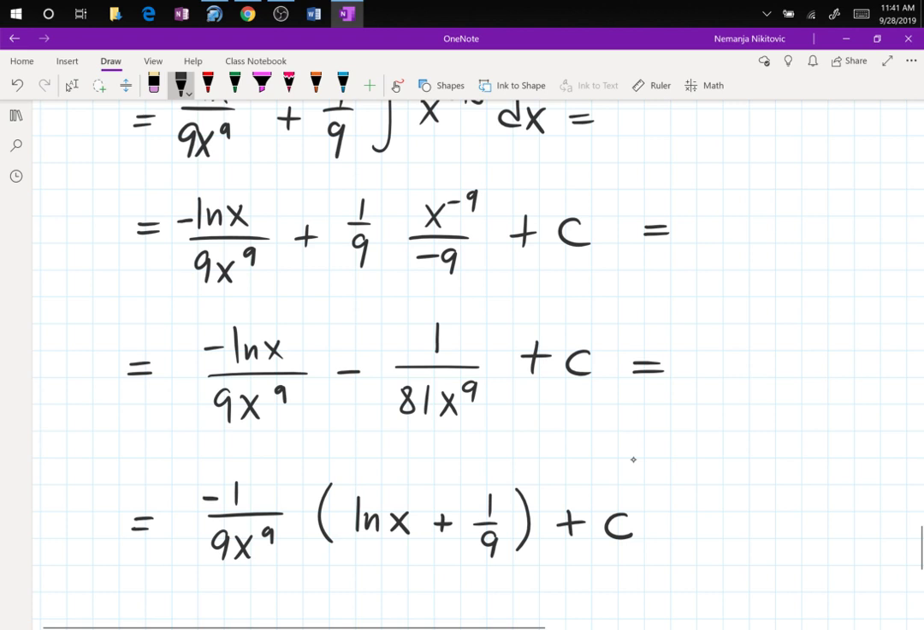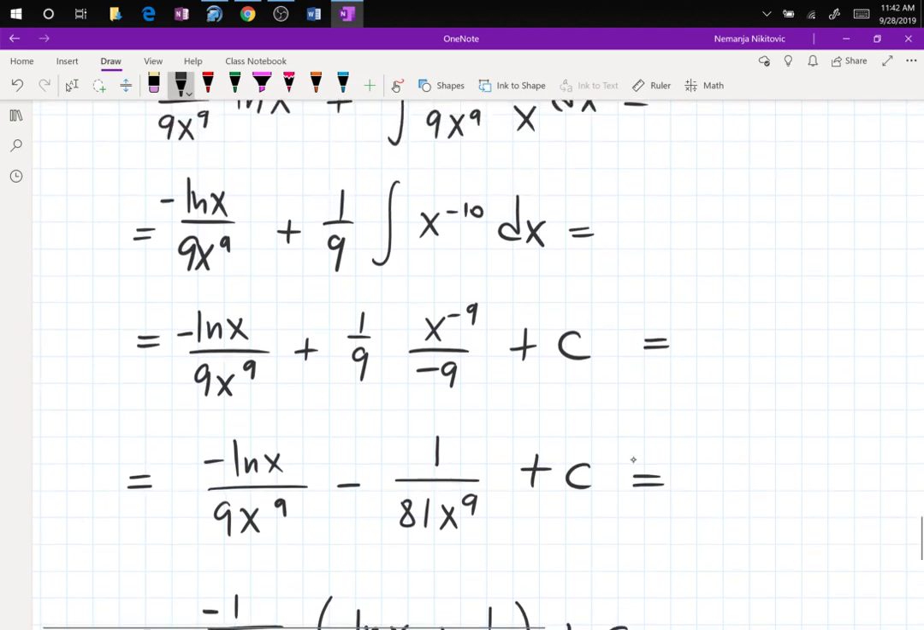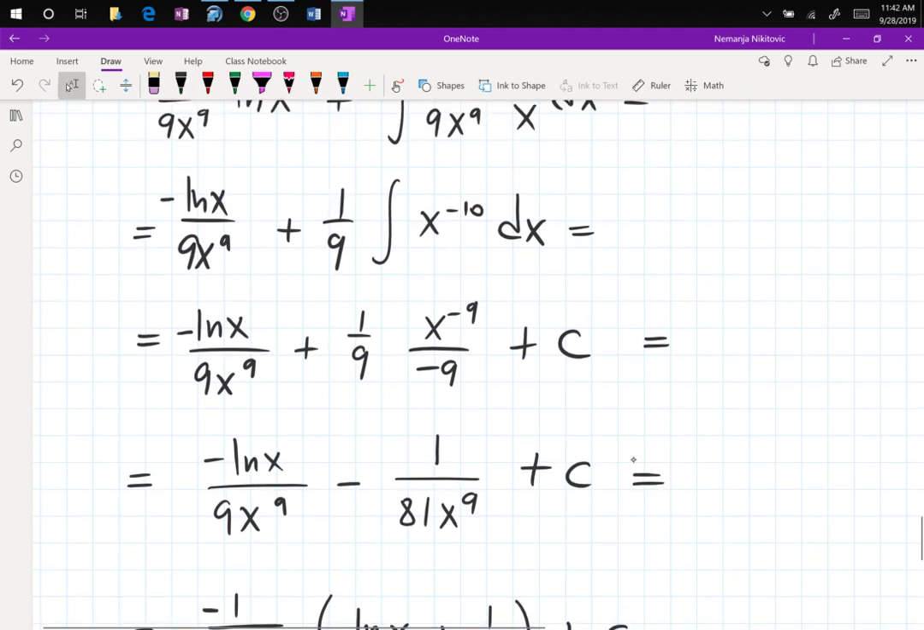Where did x to the 10 go? When you integrate, x to the negative 10 becomes x to the negative 9. It helps if you split it up, instead of leaving it as negative 9x over 9x to the 9, if you make it negative 1 over 9x to the 9 times ln x. You can see the individual factors like that. Yeah, right. And same with the other one, you can make it 1 over 9 times 1 over 9.